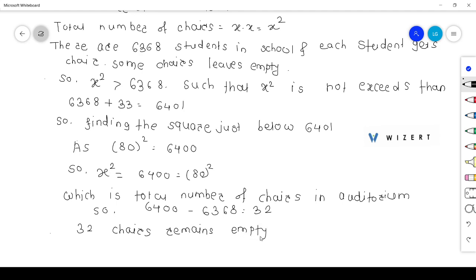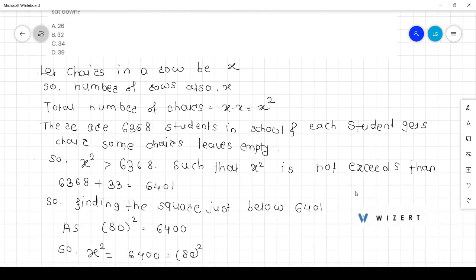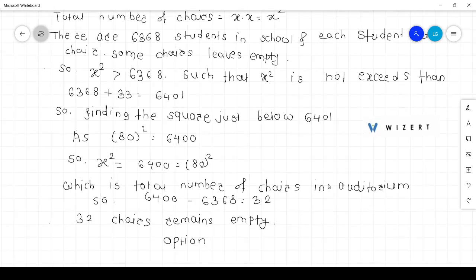So our correct option is option B, which is 32.